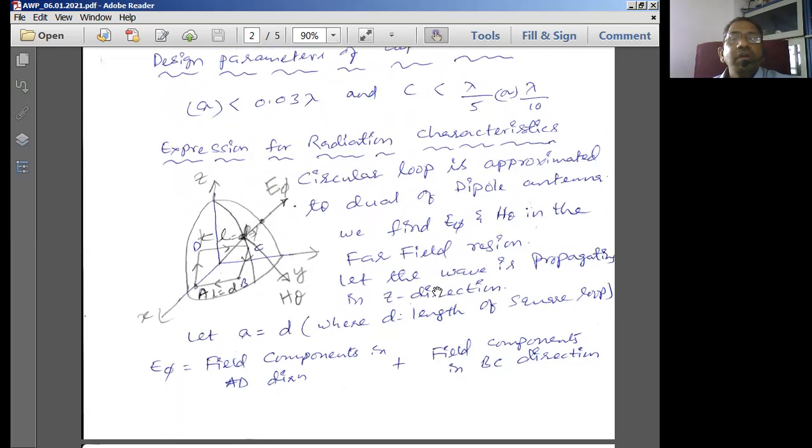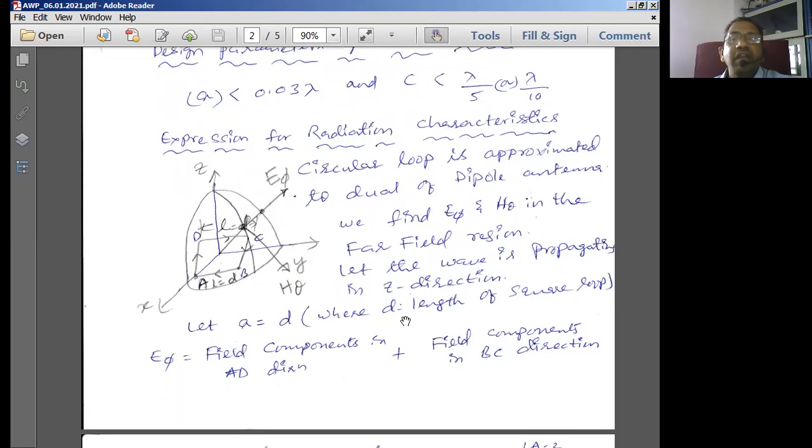Now let us look into the expressions for the radiation characteristics of a loop antenna. Here we are considering the spherical coordinate system. What is a spherical coordinate system? It has the coordinates r, theta and phi. r, theta and phi are the basic coordinates of this spherical coordinate system.